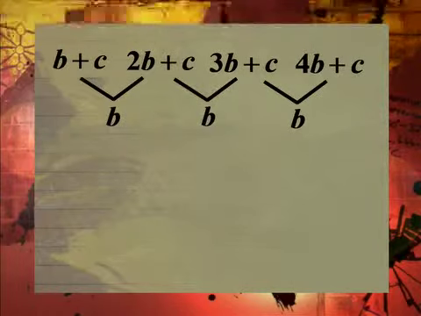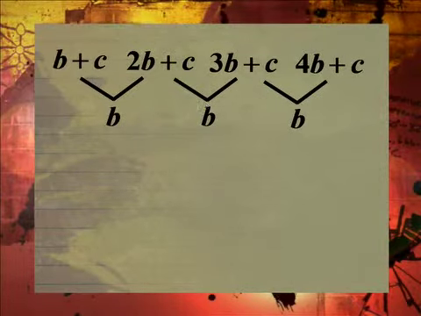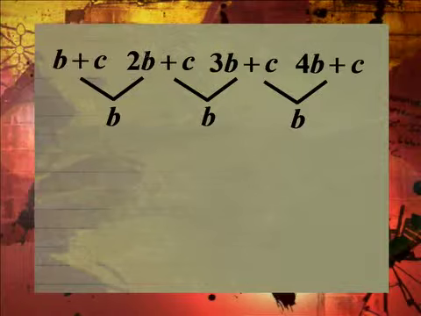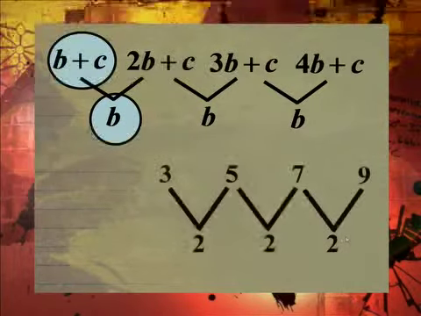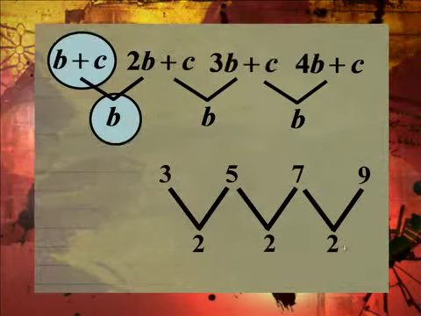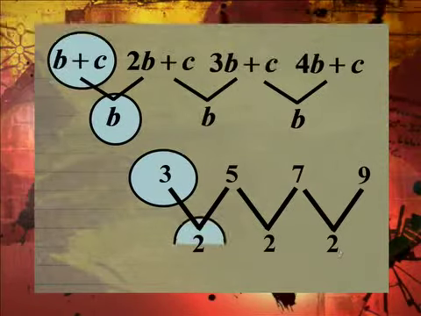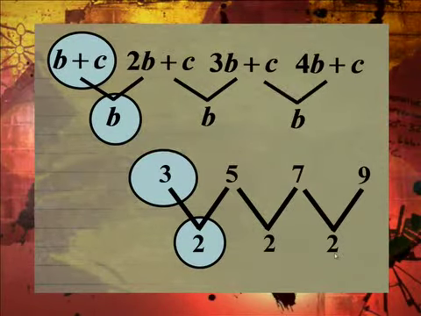If we do this, we put the first term, second term, and third, and we subtract. 2b plus c minus b plus c: 2b minus b is b, the c's vanish. 3b minus 2b is b, the c's vanish, and so forth. Now look at that. That's pretty cool. Now watch this. If you circle those, now bring into play our number pattern. That's the first term, b plus c. That is going to be your constant difference. So b plus c is 3 and b is 2.